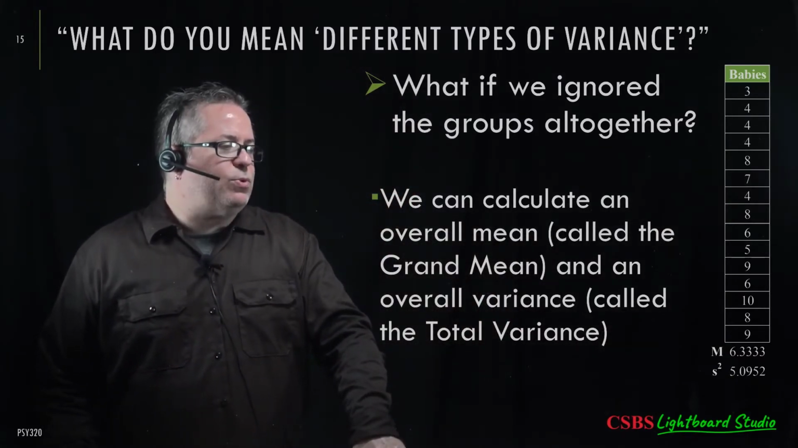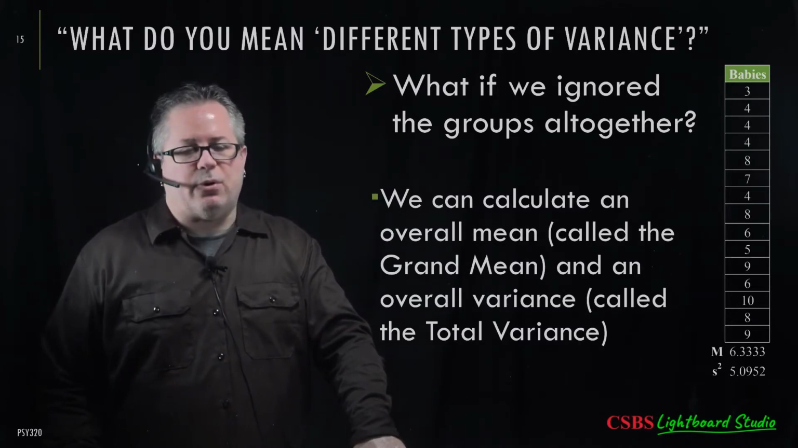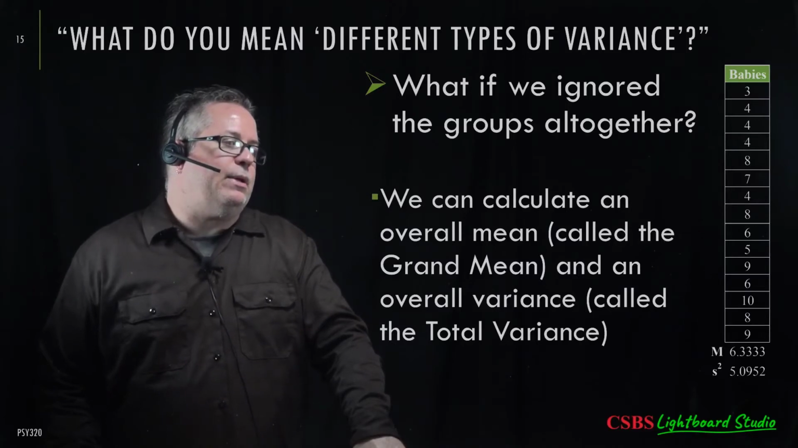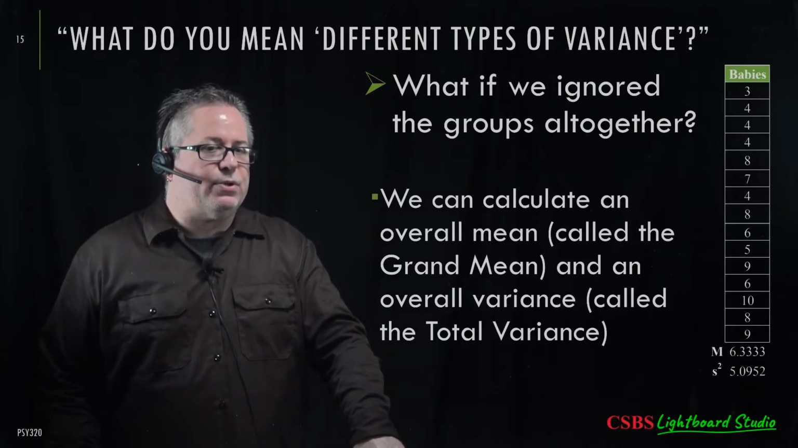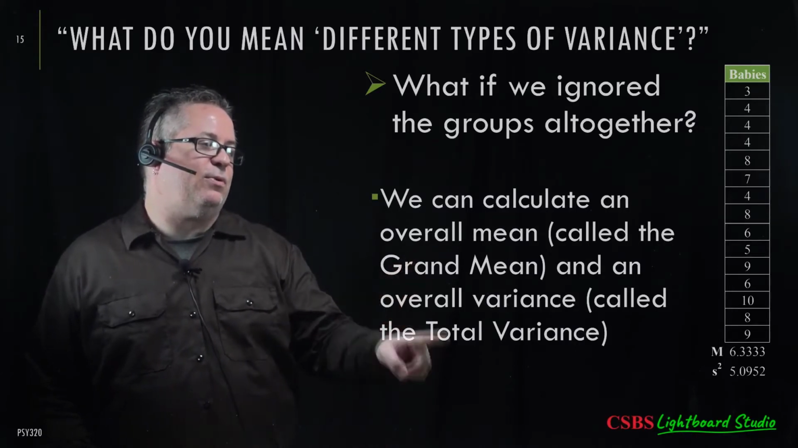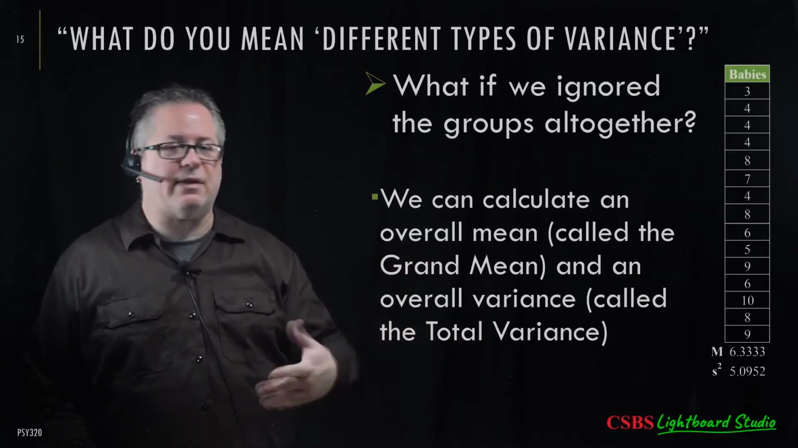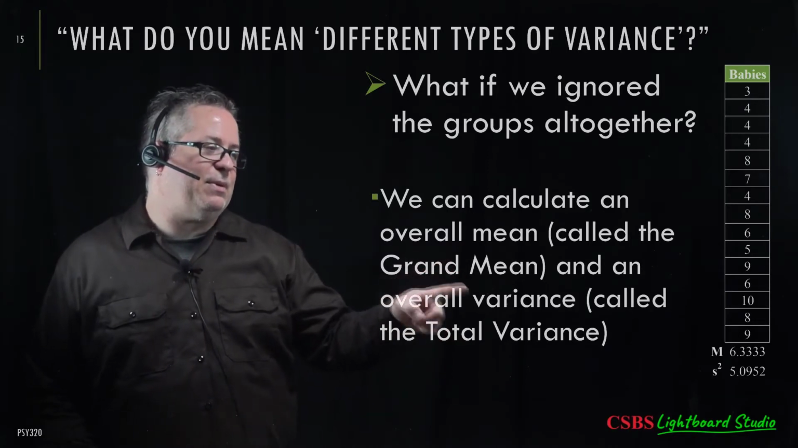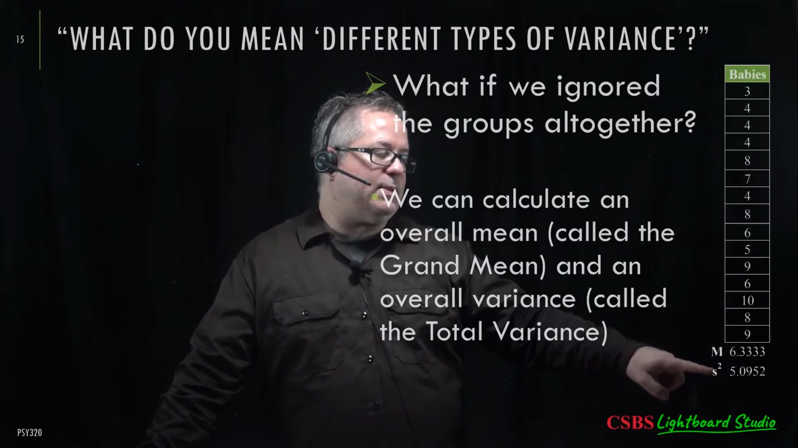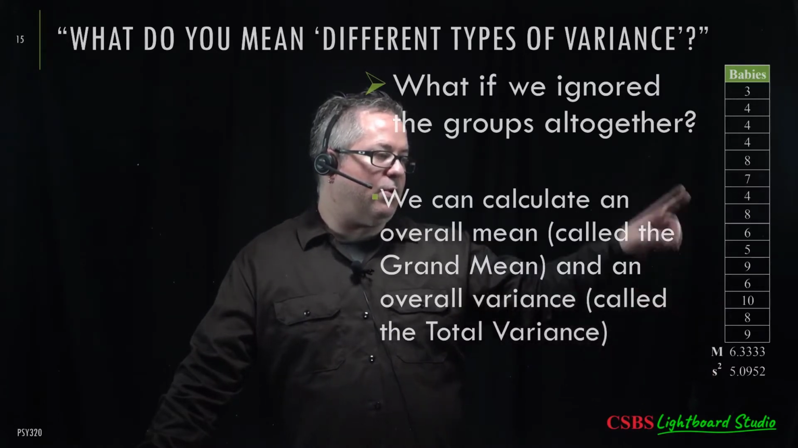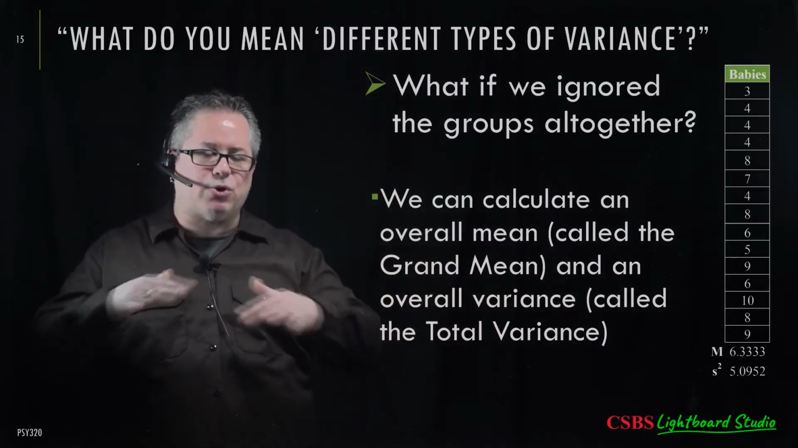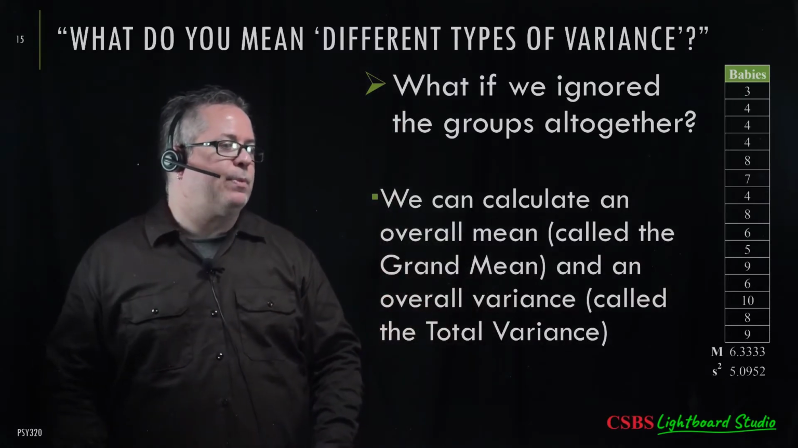So what if we ignore groups? We can calculate something typically called the grand mean, and the overall variance, which is oftentimes called the total variance. Why they don't call this the total mean and the total variance, or the grand mean and the grand variance, I don't know. But this is the grand mean down here, because it's the mean for everybody, ignoring group. This is the total variance, because it's the variance of all the babies, ignoring their groups, just treating them as one grand or total group of babies.